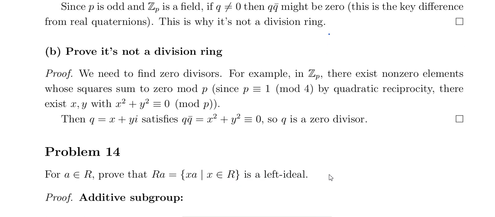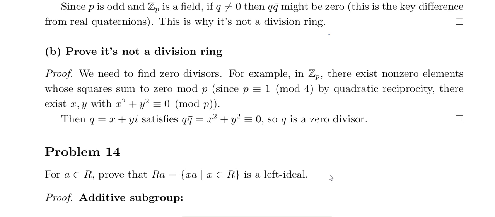That means we can find out the zero divisor in this one. In Z_p there exist non-zero elements whose squares sum to 0 modulo p. So by quadratic reciprocity, that is p congruent to 1 modulo 4, there exist x, y with x square plus y square equal to 0 modulo p.